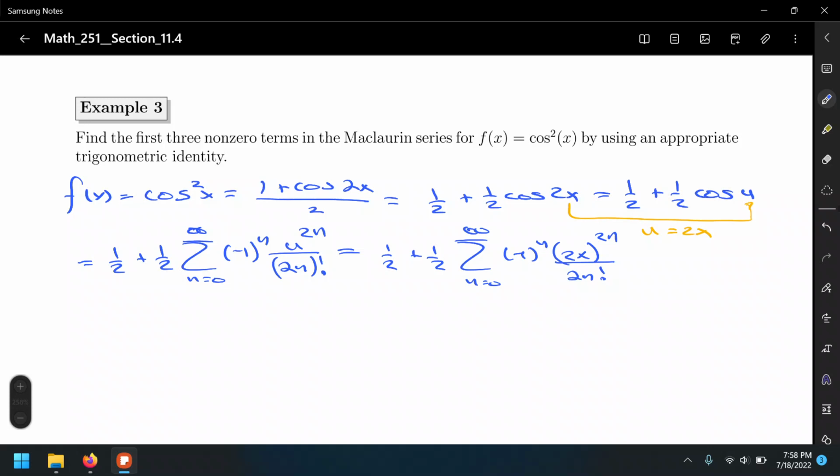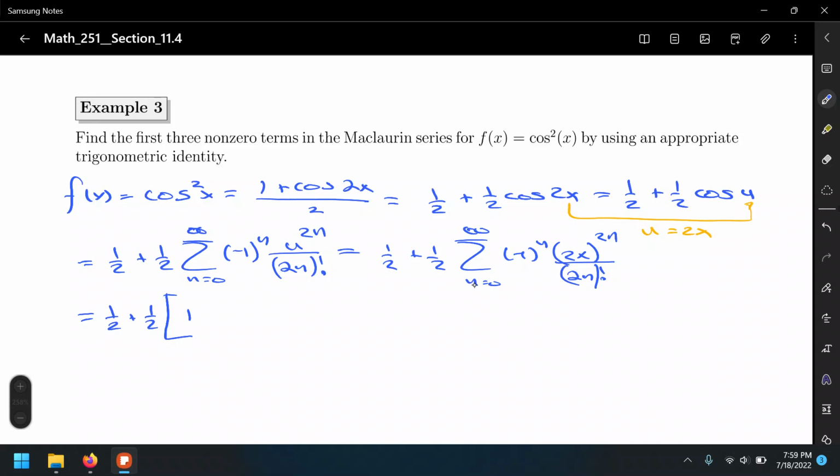All right, so for now I'm going to leave it like this. I know technically I'm supposed to write this 2 to the 2n and x to the 2n, but I'm going to leave it like this because ultimately what we want is a polynomial. So I'm going to leave this 2x instead like this, and then I'm going to rewrite this in terms of a polynomial series. So that's 1/2 plus 1/2 times. For n equals 0, that's a positive 1, and then 2 times 0 is 0, 2n factorial is 2 times 0 factorial, well, that's 0 factorial, which is 1.